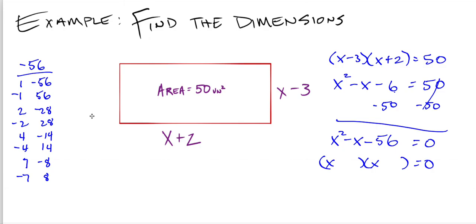Okay, so I need the pair that adds up to negative 1, which looks like 7 and negative 8. So plus 7, minus 8. And I get 2 answers from this.